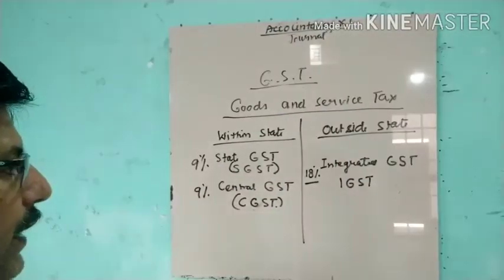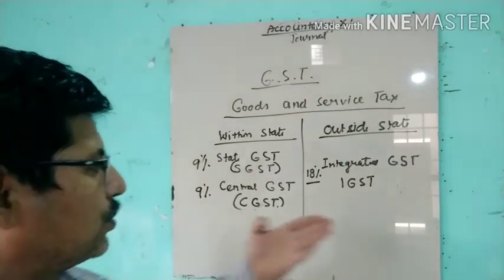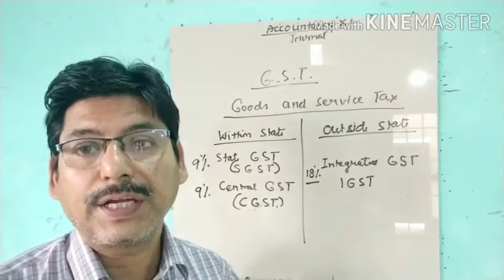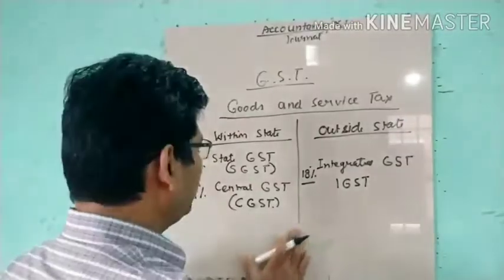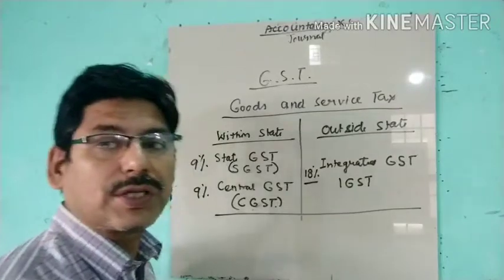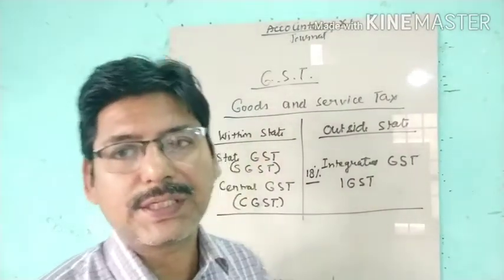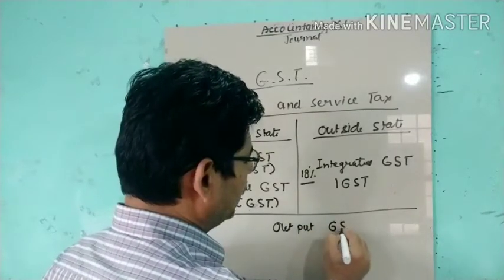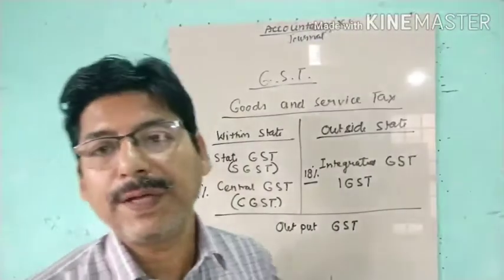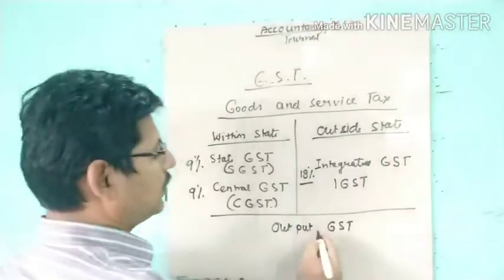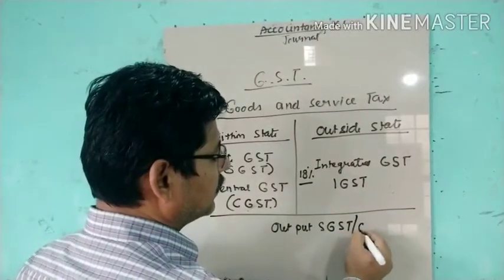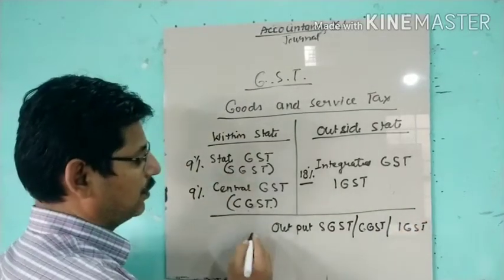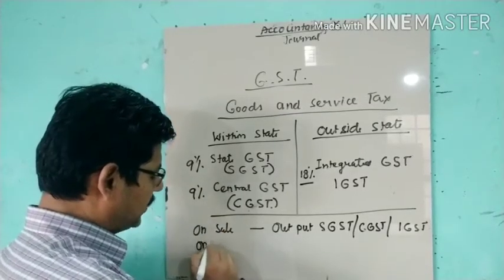Now the second thing is, when the goods are sold, the GST that is collected we will name output GST. That may be output CGST, output SGST, or output IGST, on sales.